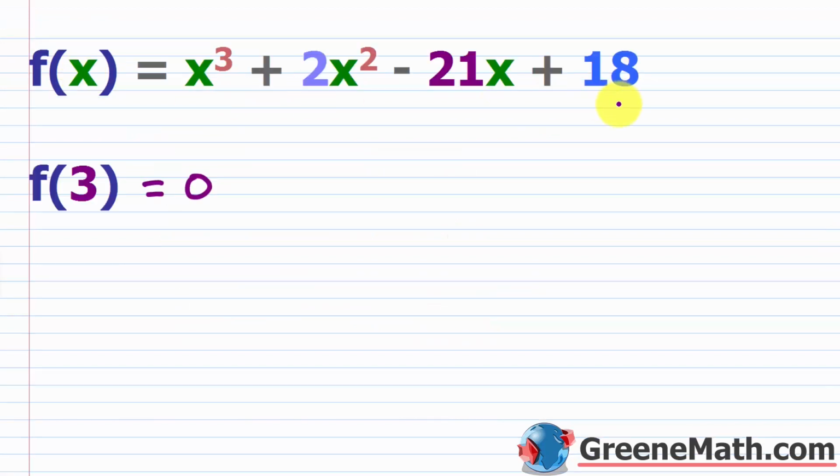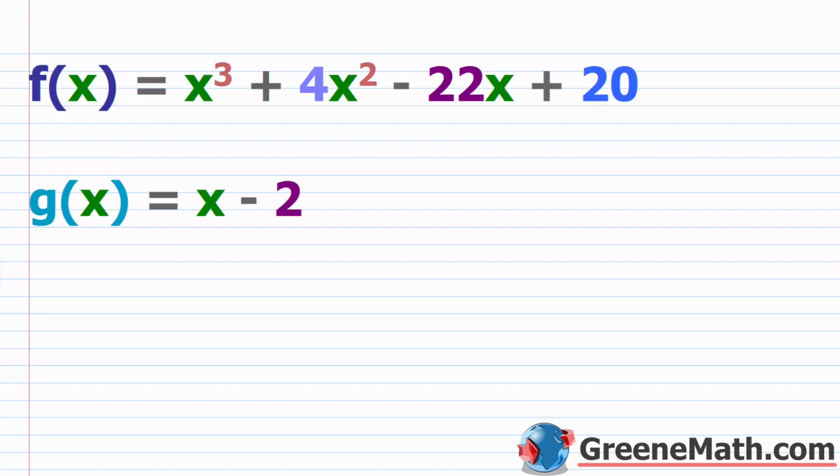Okay, so let's scroll down and look at a couple more problems here. So we have f of x equals x cubed plus 4x squared minus 22x plus 20.